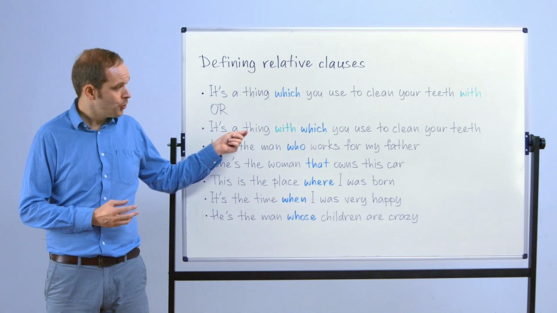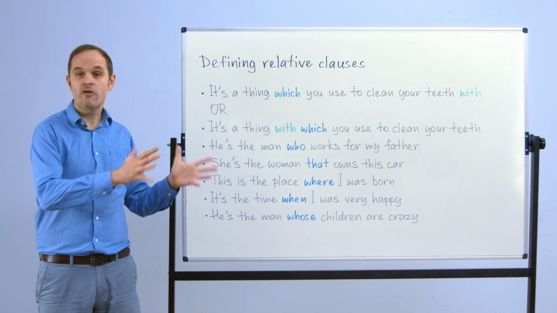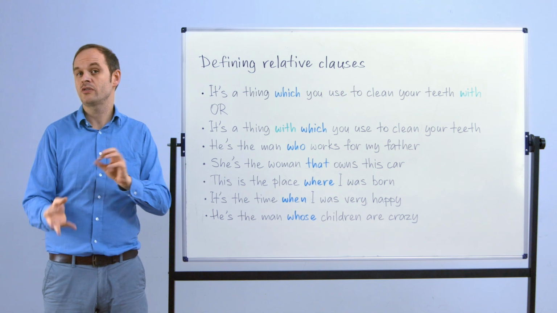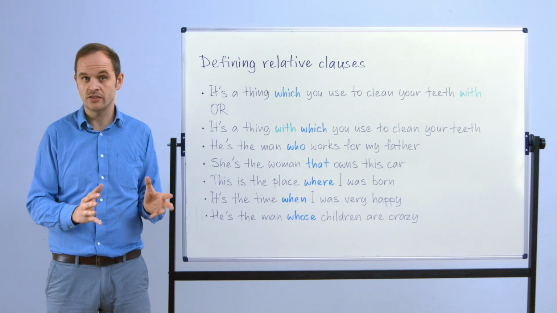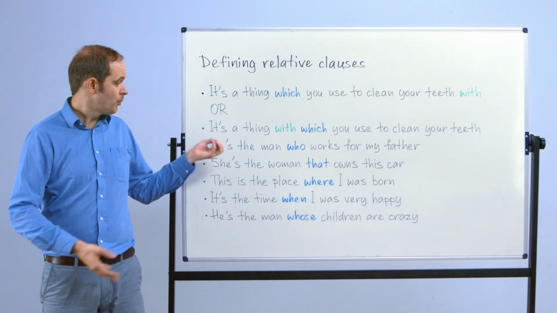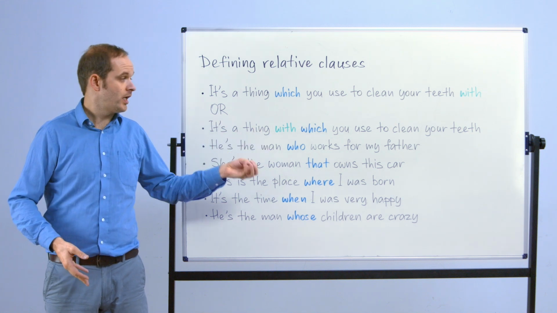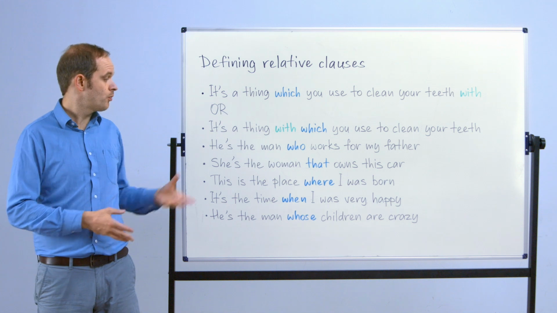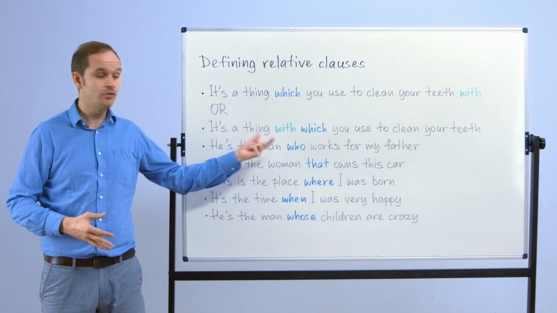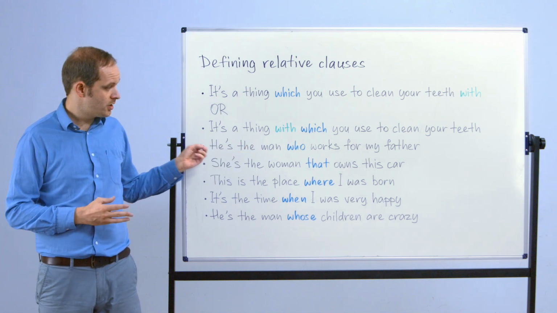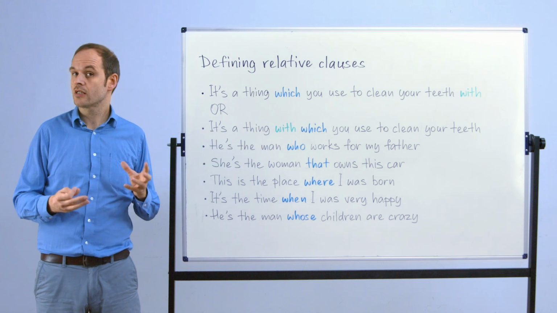He's the man who works for my father. Now there are no prepositions here, so there's nothing to worry about in terms of where a preposition goes in a sentence. And as you can see here, we're describing the man, who he is, and what he does. So when we're talking about people, we use who. She's the woman that owns this car.